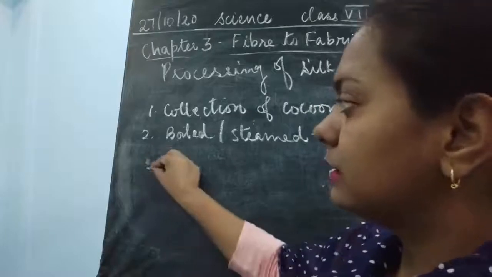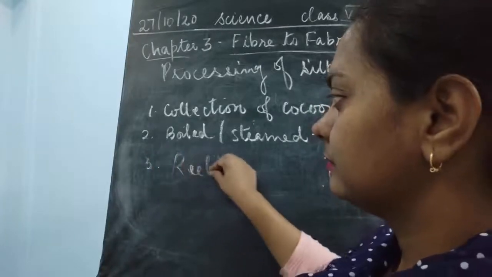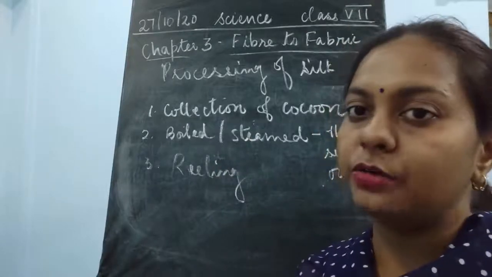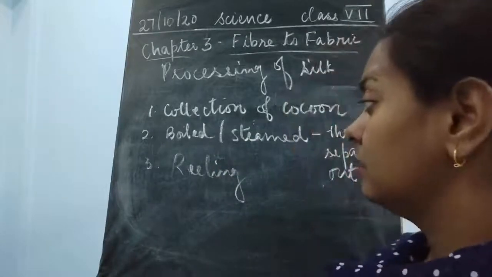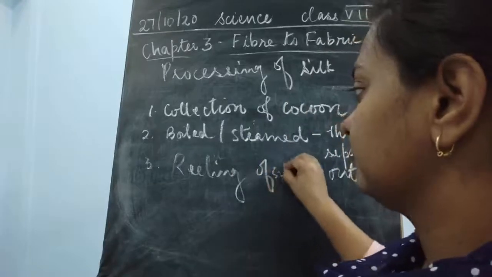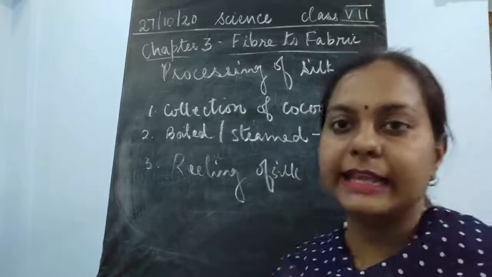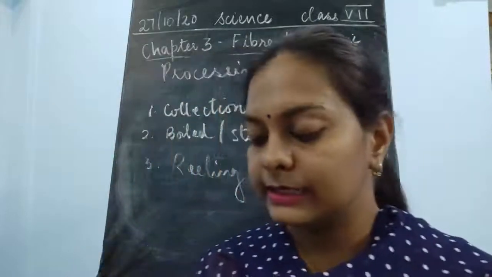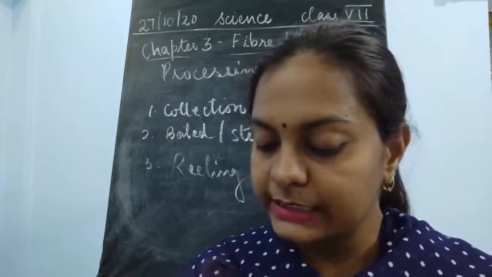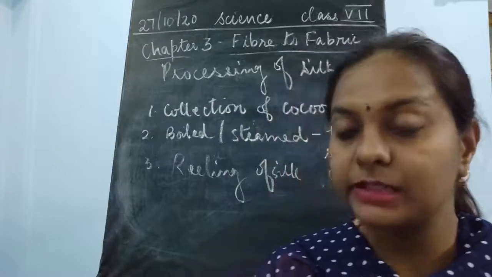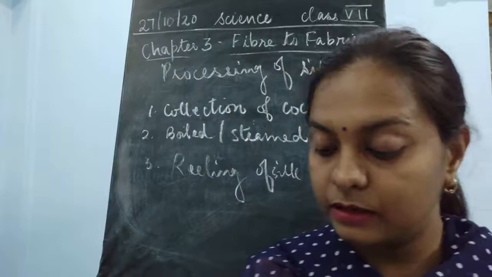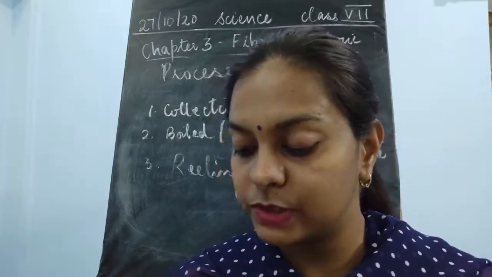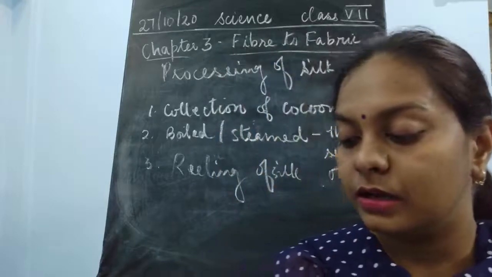After that, the third step, that is reeling. As soon as these threads are spreading out, they are being reeled. Reeling of silk is being done. And yes, after sun drying, this is ready for making the silk cloths. Reeling is done in special machines which unwind the thread of the fiber from the cocoon. Then silk fibers are spun into silk threads, which are woven into silk cloth by the weavers.